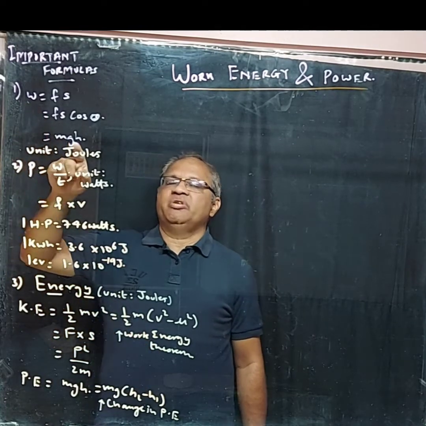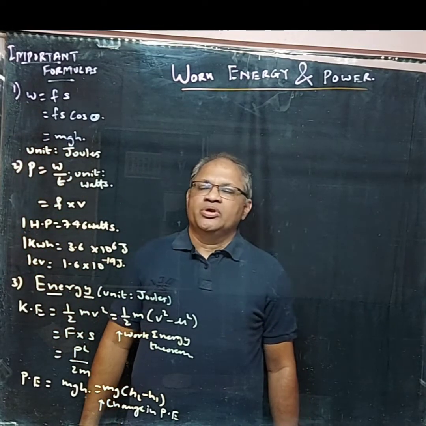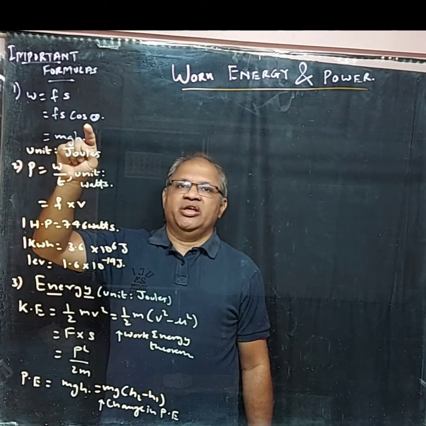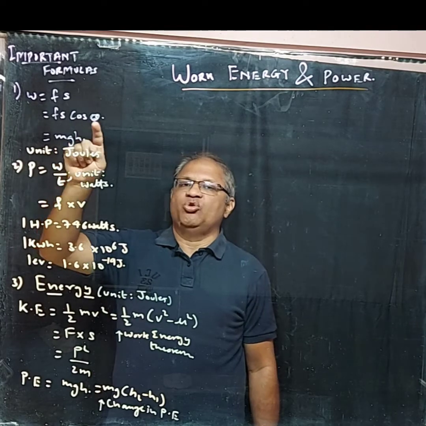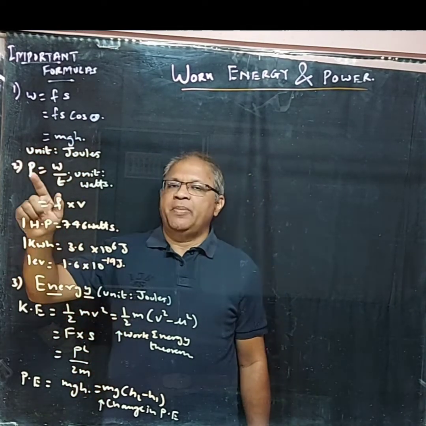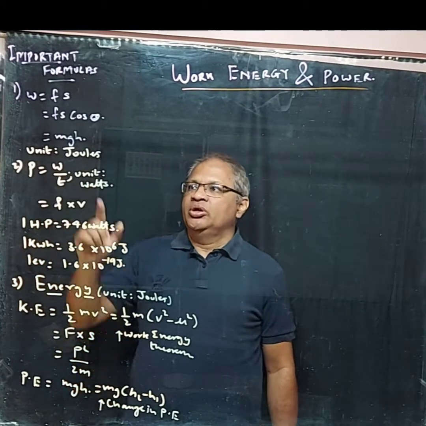Then work is also given by MGH. Okay, so Fs, MGH, Fs cos theta. Whenever the angle is given, that time you have to make use of this formula. Unit of work is joule. Okay, now power is work upon time. Unit is watt.